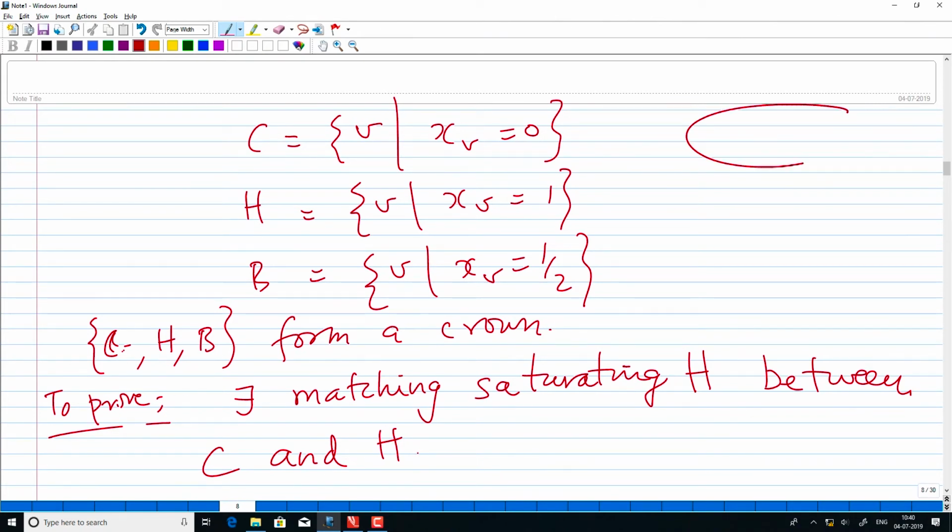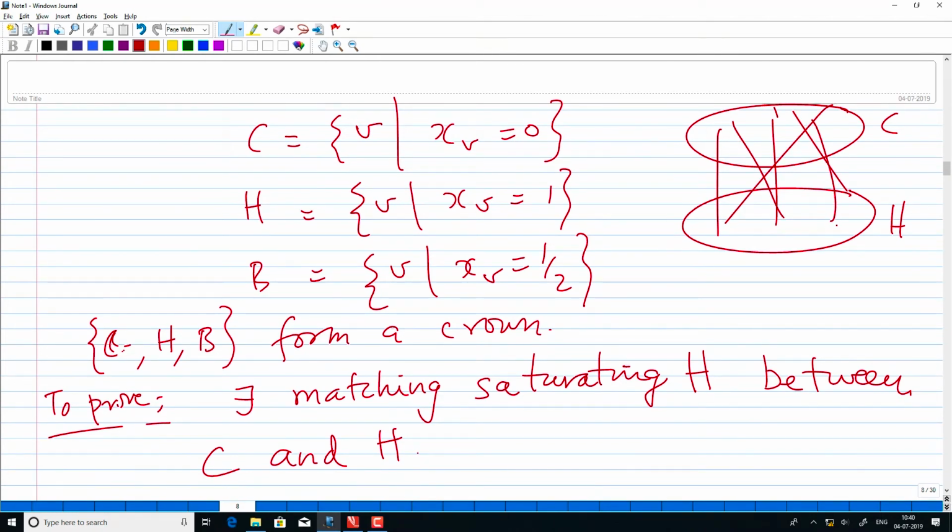So here is my C, and here is an H. And I want to show that in this graph, there is a matching that saturates H. And what is the famous theorem to show matching in bipartite graphs? Hall's theorem. Again, I don't know whether you saw it in school, it should have been looked at. Hall's theorem, and what is Hall's theorem? If you have a bipartite graph and I want a matching that saturates this, then Hall's theorem tells you that for every subset here, the number of neighbors must be at least the size of this subset, okay?